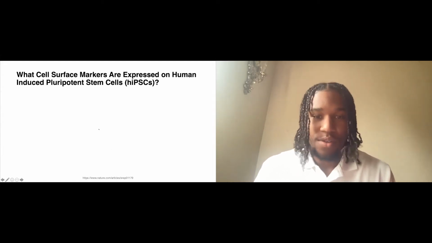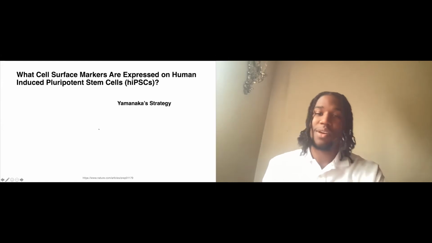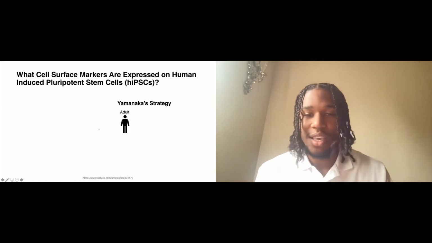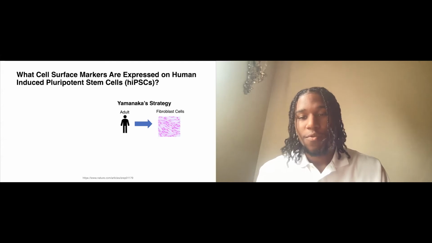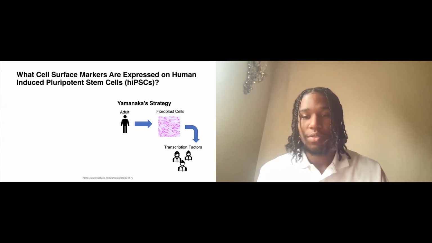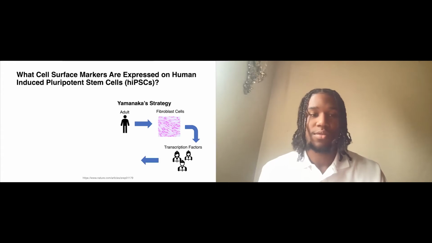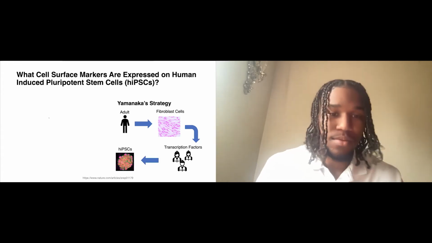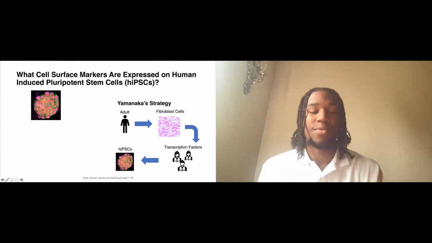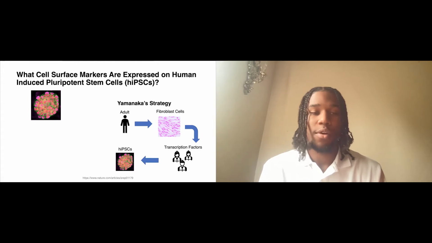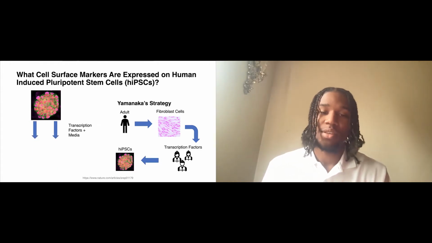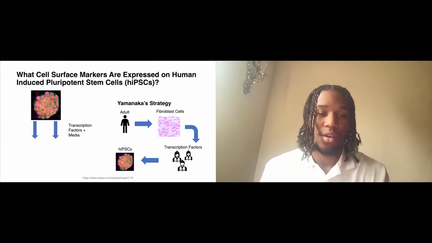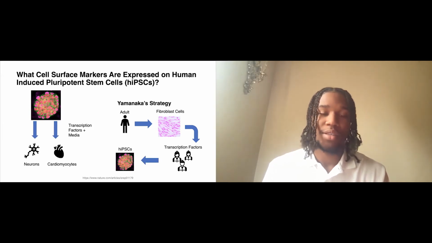First, let's start off with how we get these cells. We use the Yamanaka strategy. We take an adult, and from an adult, we extract fibroblast cells. From there, we use transcription factors to reprogram those fibroblast cells into human-induced pluripotent stem cells. These human-induced pluripotent stem cells can be reprogrammed into two main types of cells using transcription factors and specific media. These two cells are neurons and cardiomyocytes.